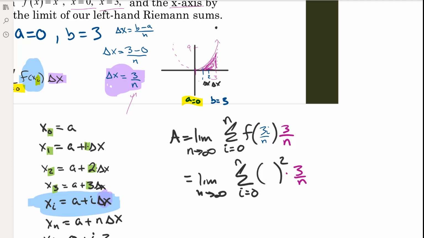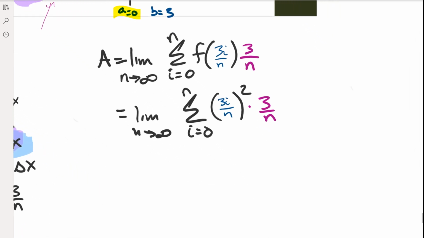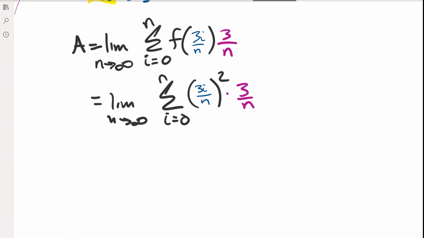It's just something squared, and it's what's inside. It's the 3i over n squared. Now we're going to use all those sum formulas I gave you back in those little review videos. All right? Let's go in and now we can tackle this problem. We'll do the limit at the very end.